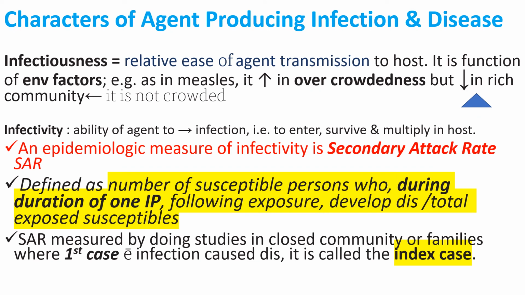Characters of agent that produce infection and disease. Infectiousness equals relative ease of agent to transmit disease to host. It is a function of environmental factors. For example, in measles, this disease increases in overcrowdedness but decreases in rich community because this community is not crowded.